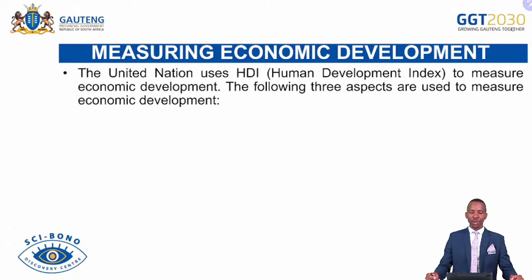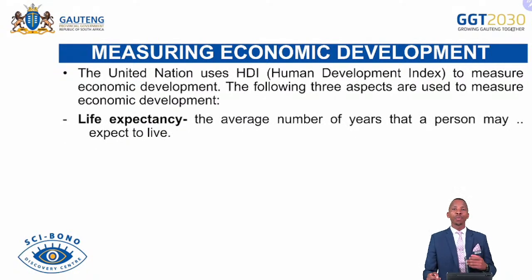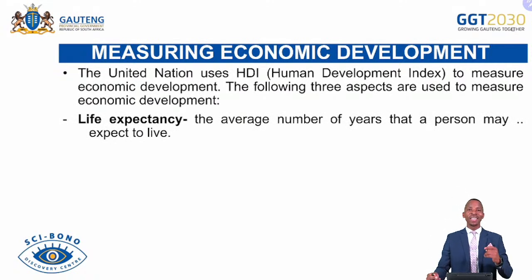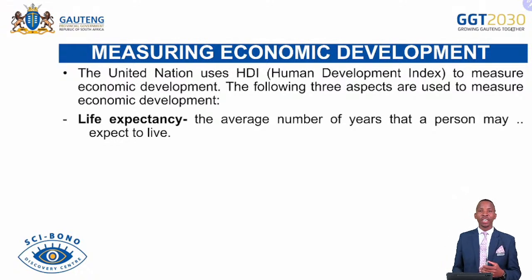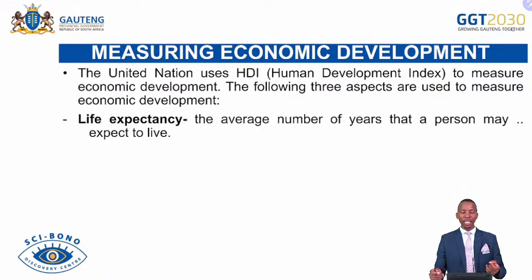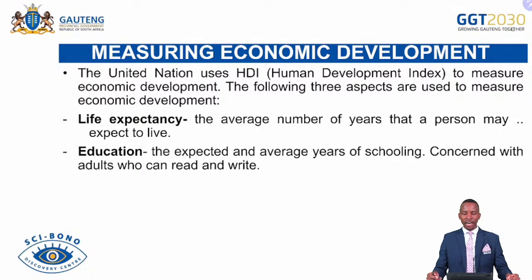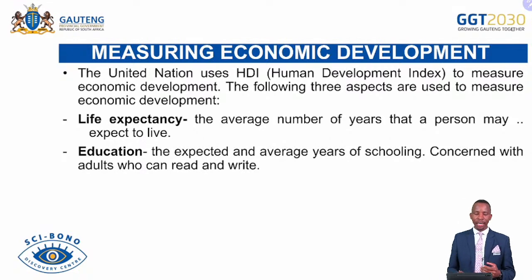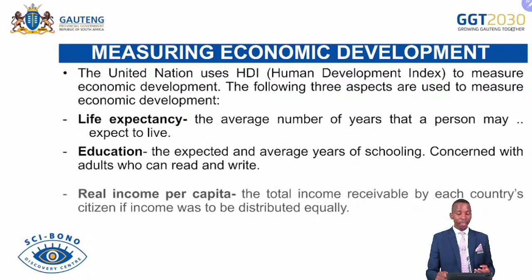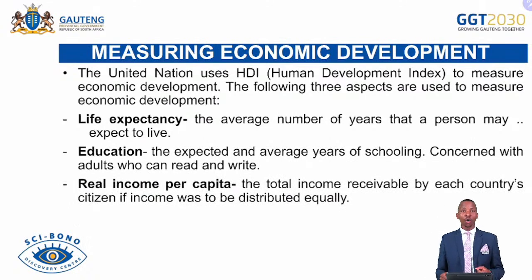The United Nations uses the Human Development Index, which is HDI, to measure economic development. So the following measures are used to measure if the country is having improved economic development or is less developed. So we have life expectancy, which I have defined before to say refers to the average number of years that a person is expected to live from birth to death. And then education. This is all about the expected and average years of schooling concerned with adults who can read and write. And then real income per capita or GDP per capita.